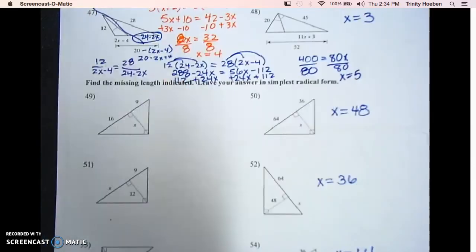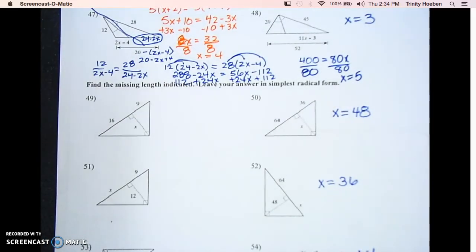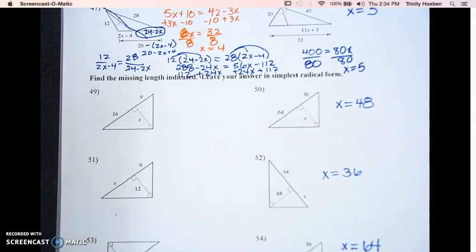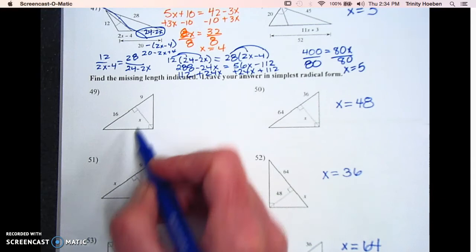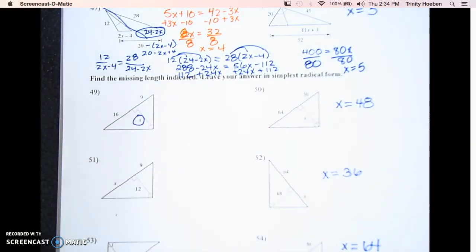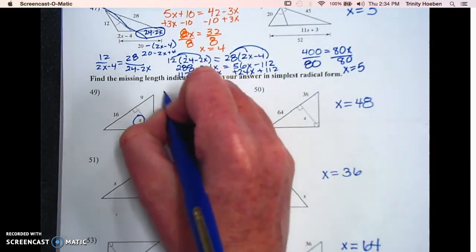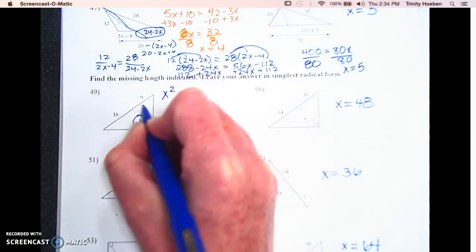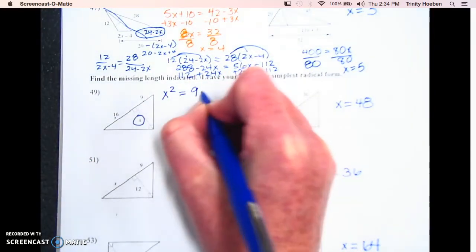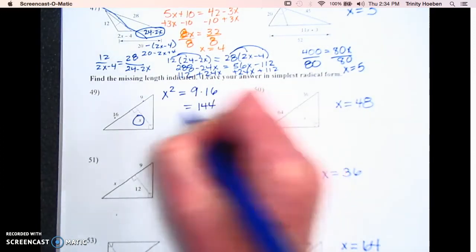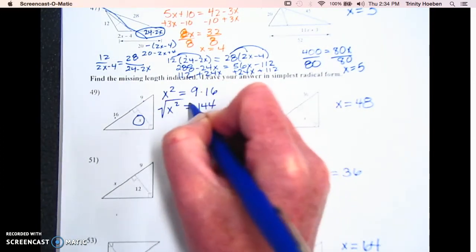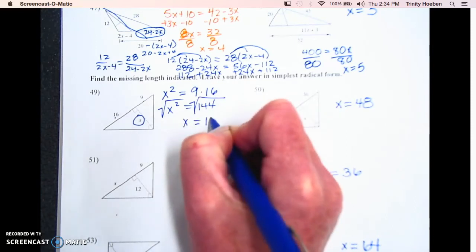All right. Jumping down to the next set of problems, number 49. Find the missing length indicated. Leave your answers in simplest radical form. So this time, the x is on the altitude. So the altitude squared is going to be equal to this piece times this piece. So 9 times 16 just so happens to be 144. So when we take the square root of both sides, we get x equals 12.